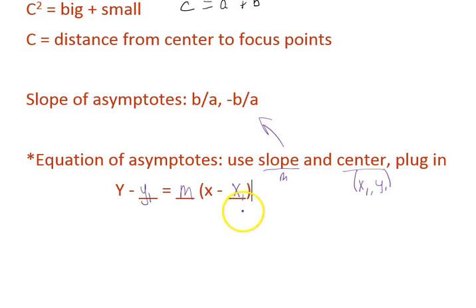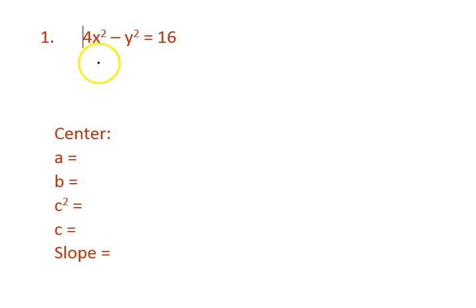And so that's where you plug it in, and you'll be able to get an equation. If you want to put it in slope-intercept form, which is y equals mx plus b, you can work on it from there and put it in that form. So that's everything you need to know before we get started.